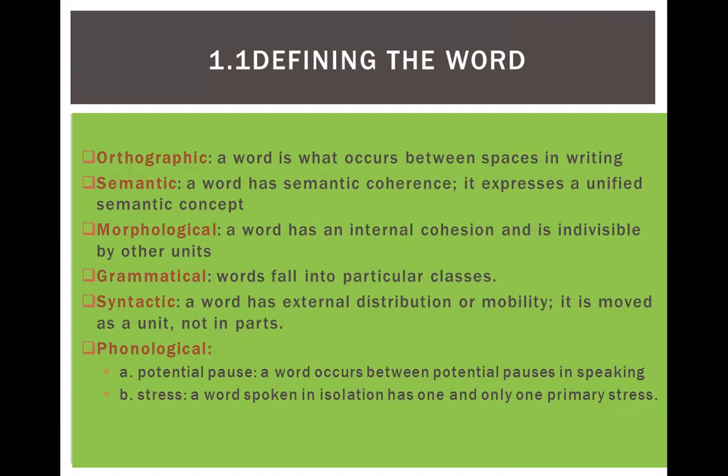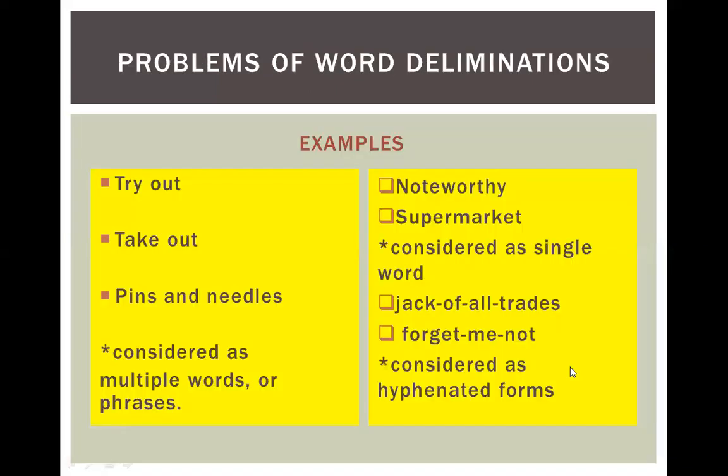And when it comes to phonological, we can divide it into two parts: potential pause and stress. Potential pause means a word occurs between potential pauses in speaking, and stress: a word spoken in isolation has one and only one primary stress.